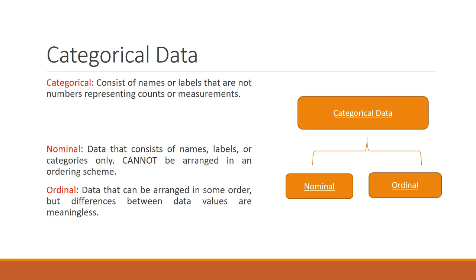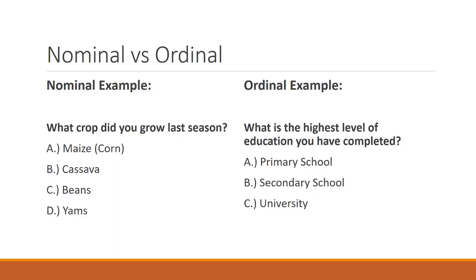Let's just take a look at some examples. So nominal versus ordinal. An example of nominal would be the crop example that I mentioned earlier. It doesn't matter what order they're in. Let's imagine we go and we collect a data set. It says, what crop did you grow last season? Maize, cassava, beans, yams. We could put these into any order, and the way that they're ordered has no meaning.